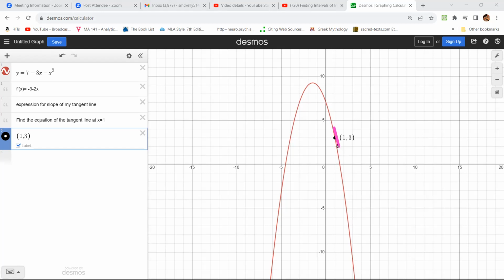We don't know what it is yet. We know it goes through 1, 3. We're going to do it algebraically, and we know what the slope is. So we're looking for the equation of this tangent line. Does that kind of make sense? Yes. Are you sure?